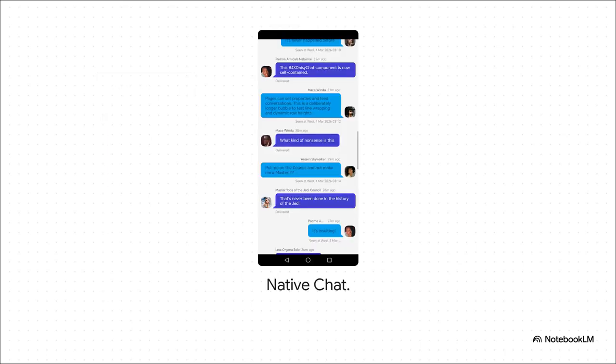And get this, it even includes really complex, high-demand components right out of the box. This entire chat interface you're looking at, with the different bubbles for incoming and outgoing messages, the dynamic heights, all of that is built with one component, the B4XDaisy chat component. And it performs like an absolute dream because, well, it's fully native.